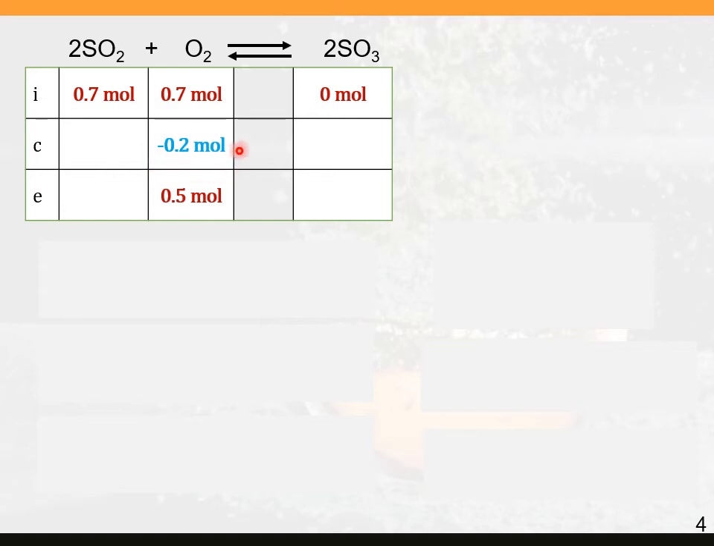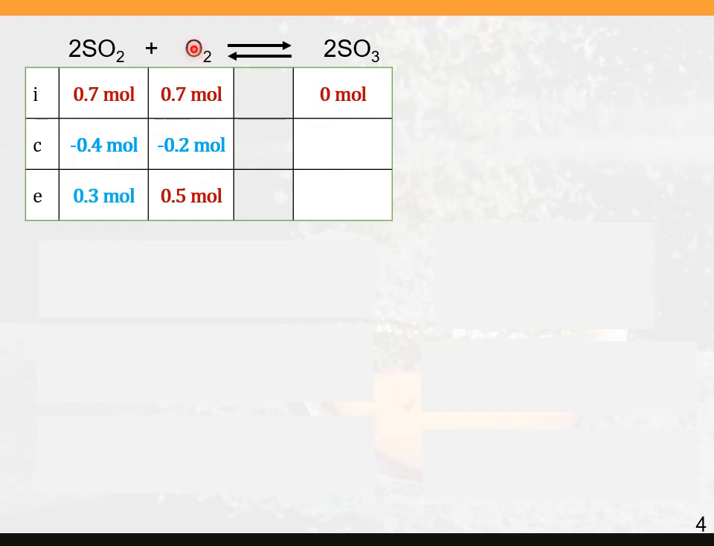Now we know the change in oxygen, we can calculate the change in sulfur dioxide. Now pay attention to the stoichiometric ratios. For every 1 mole of oxygen reacting, 2 moles of sulfur dioxide reacts. Therefore, twice as much sulfur dioxide should be consumed. Therefore, the change in sulfur dioxide is 0.4 moles, and a negative because it's decreasing. Therefore, the equilibrium amount of sulfur dioxide is 0.3 moles.